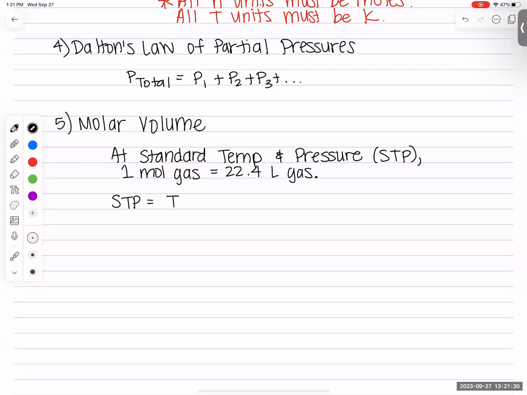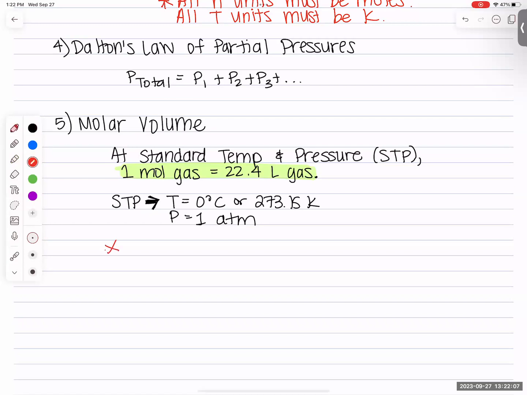STP is the temperature of 0 degrees C or 273.15 Kelvin, and pressure is 1 atm. I use 0 Celsius and 1 because in my head 0 and 1 is easier to remember. So if you remember what STP is, if I tell you, hey, this is at STP, you can use the ideal gas law and put that T in and put that P in, or you can just use this conversion factor and do quick dimensional analysis to go from moles of gas to liters of gas.